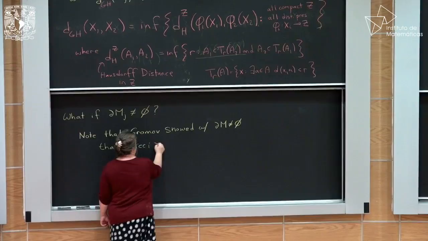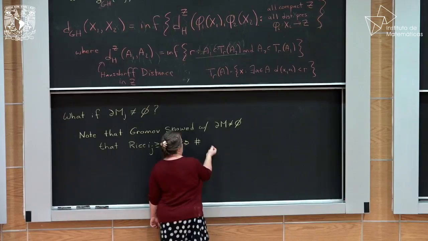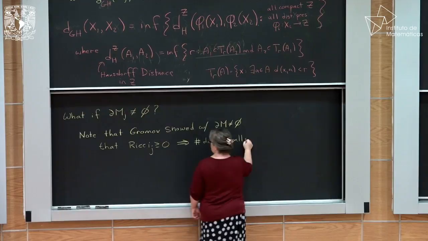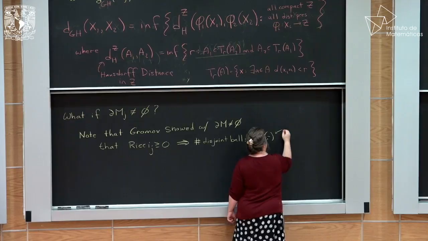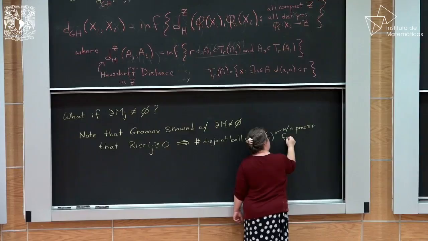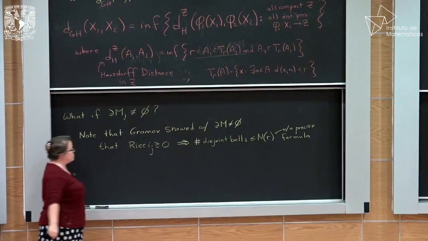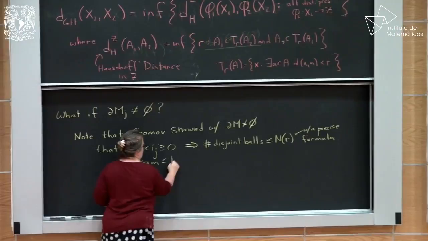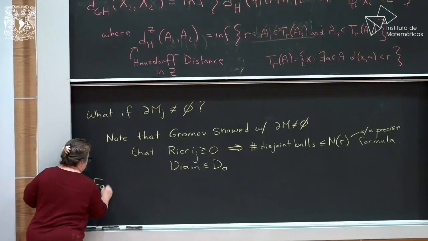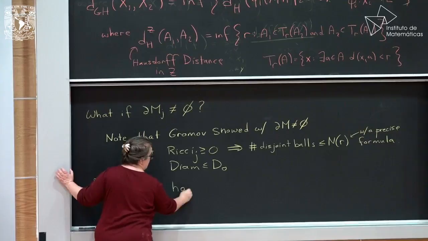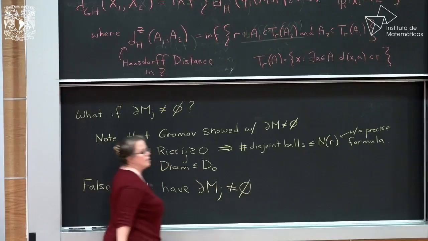all the sequence, the number of disjoint balls was less than or equal to N_r with a precise formula. So Gromov showed that when the boundary of M is empty, you have this with diameter, sorry. But if it has boundary, this is false. False if M_j has boundary of M_j not equal to empty. And so there's two pictures I can draw for that situation, and I think I'll draw them here.